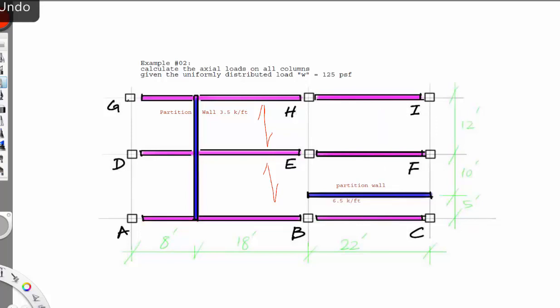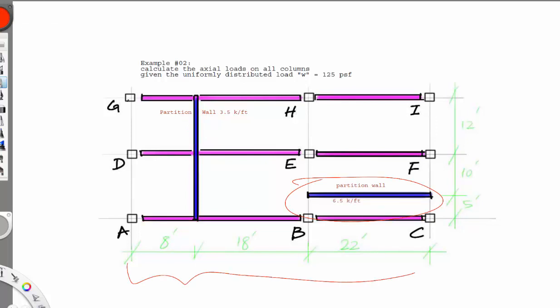So the new thing here is the partition walls. We have this partition wall going parallel to the short direction, and we have this partition which is parallel to the long direction. So we start as usual.